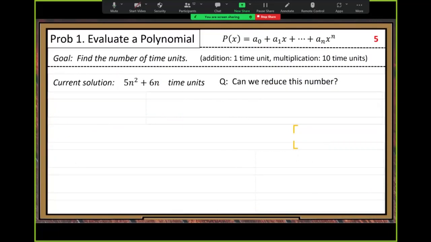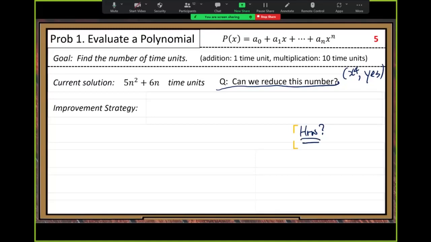Question: can we reduce this number? The answer is yes, based on our x to the 4th example. This simple example tells us the answer is yes. But we don't know how. The question is how. That's the hard part. So let's work on the how part, how to improve.